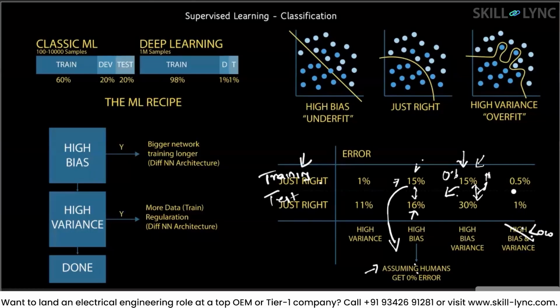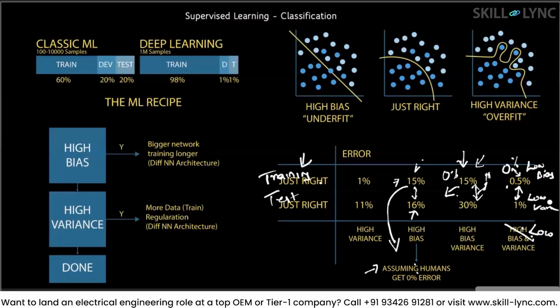Now in this case, if you notice, the human error is again 0%, and the difference between the training error and human error is very negligible. So it's low bias, which is not underfitting. And then the difference between these two errors is also very small. So it's low variance also.